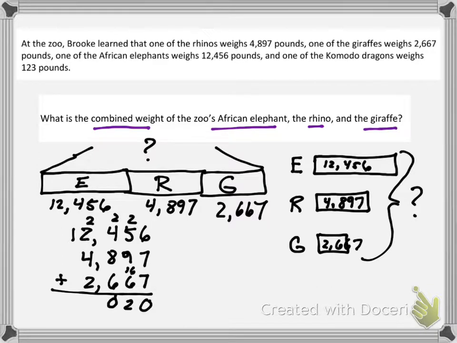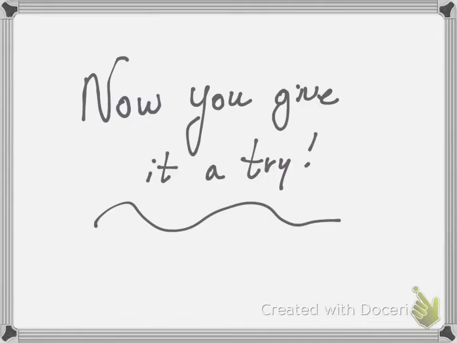2 plus 2 is 4, plus 4 is 8, plus 2 is 10, carry the 1. 1 plus 1, 2. So the combined weight of all of these animals is 20,020 pounds. All right, guys, now you give it a try. See how well we can work on those tape diagrams. I really need you to practice that concept.